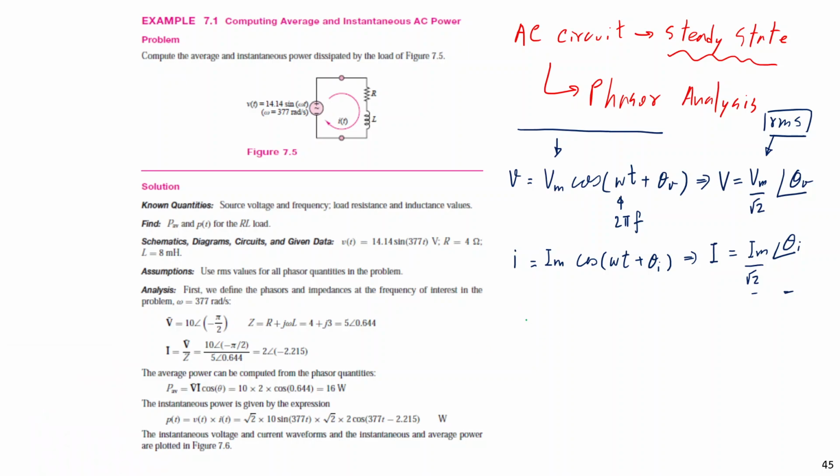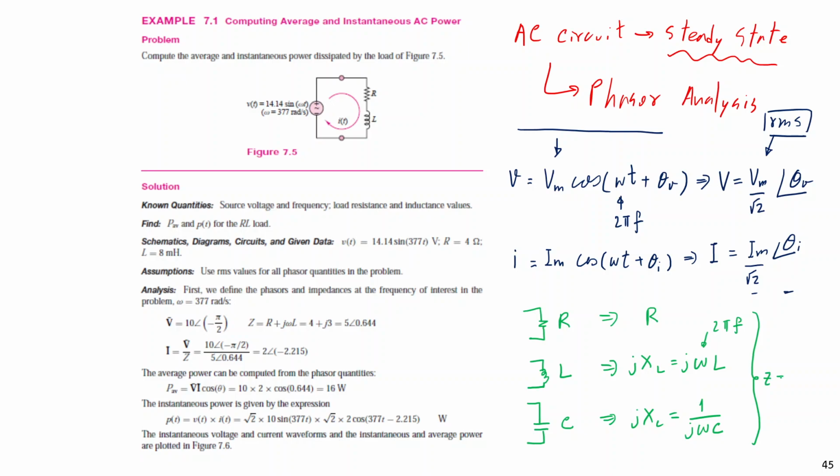Okay, and then for the resistive load, R is just R, right? And for the inductive load, L, XL, jXL is j omega L, right? Omega is 2 pi f. And for the capacitive load, jXC is 1 by j omega C, right? And we can form in terms of impedance is R plus jX, right? Like this. Okay. X can be both XL or XC, right?